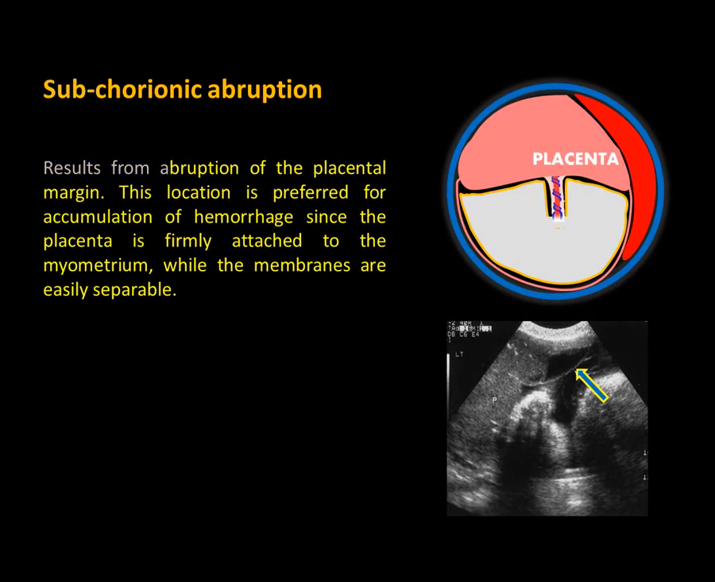Subchorionic hematoma results from abruption of the placental margin. This location is preferred for accumulation of hemorrhage, since the placenta is firmly attached to the myometrium, while the membranes are easily separable.